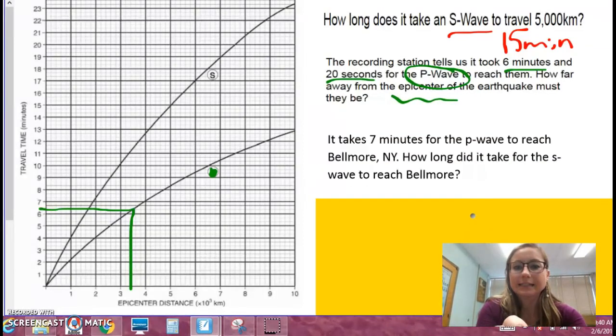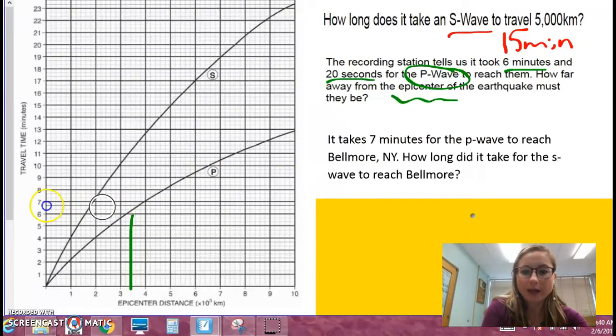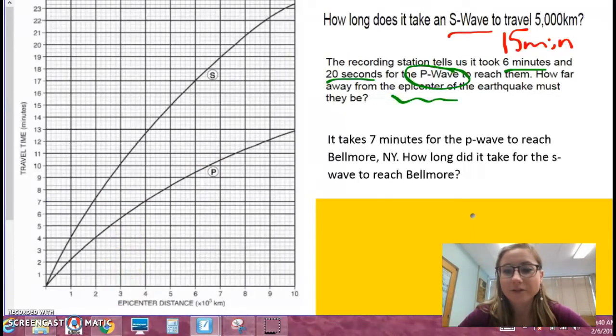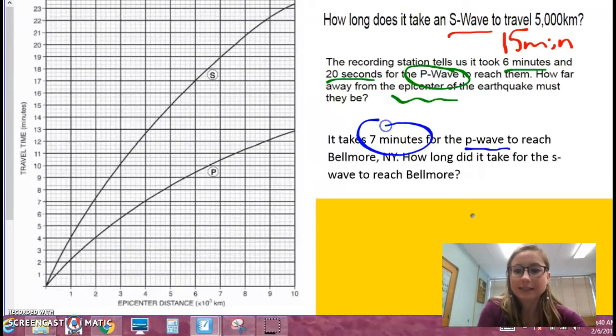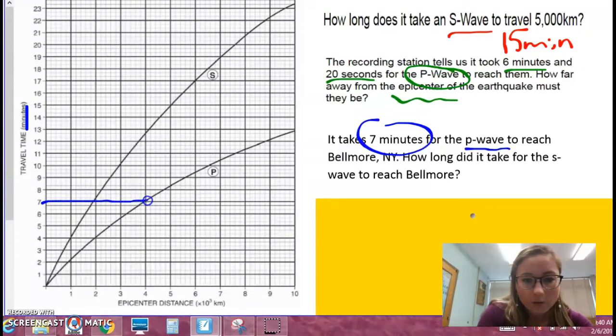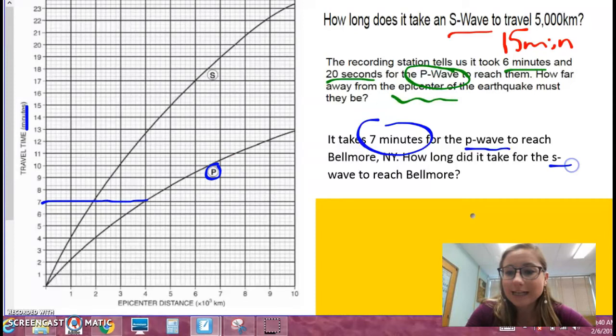It takes 7 minutes for the P wave to reach Belmore, New York. How long did it take the S wave to reach Belmore? Well, it took the P wave 7 minutes. So I'm going over to my minute side, and I'm looking for 7. And again, I need to go all the way until I hit the P wave, right? So how long did it take the S wave to reach Belmore?